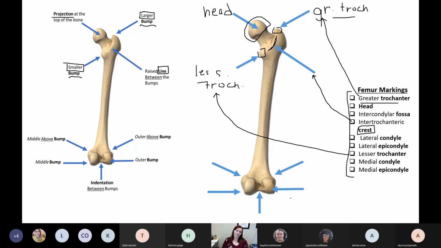When we go down to the bottom of the femur, what's going into the knee joint, we have these 2 big bumps that I see down here. These 2 big bumps are called condyles.